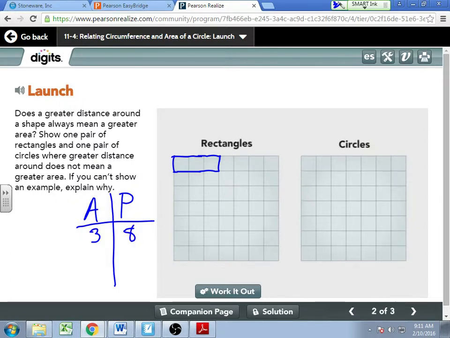But I could also do a perimeter of 8, 2 here, 2 here, 2 there, and 2 there. Well, now what's my area? 4. But is my perimeter still 8? Yes. Is this still a rectangle? Yeah, squares are rectangles. Rectangles are not always squares, but squares are always rectangles. So I just drew 2 different shapes with the same perimeter, but different areas.